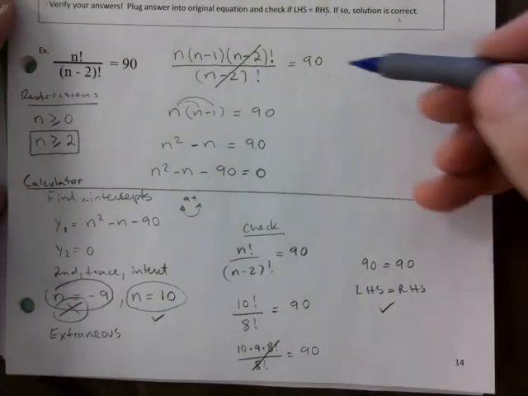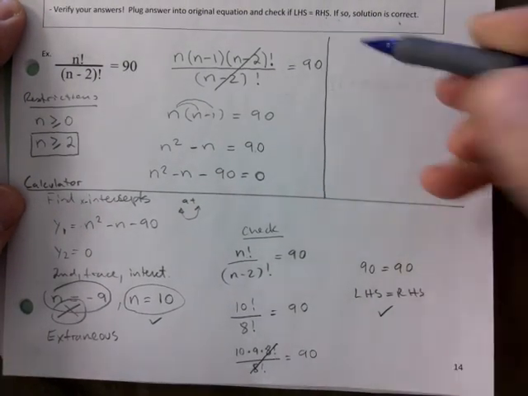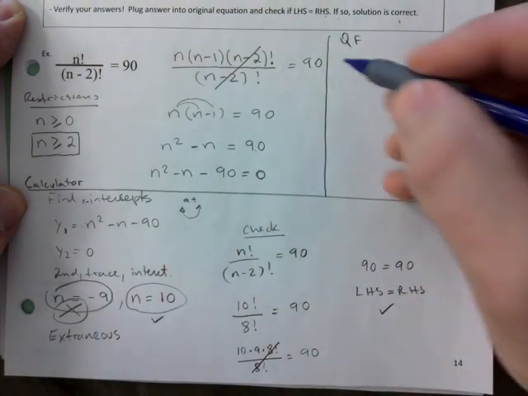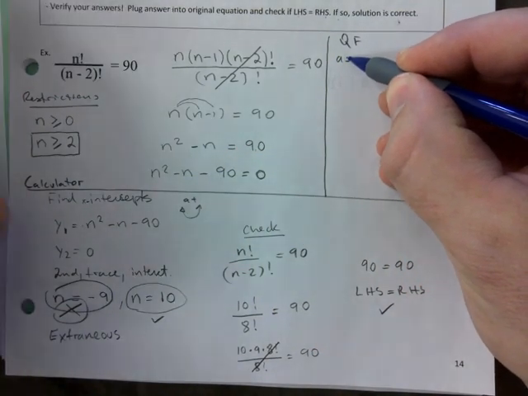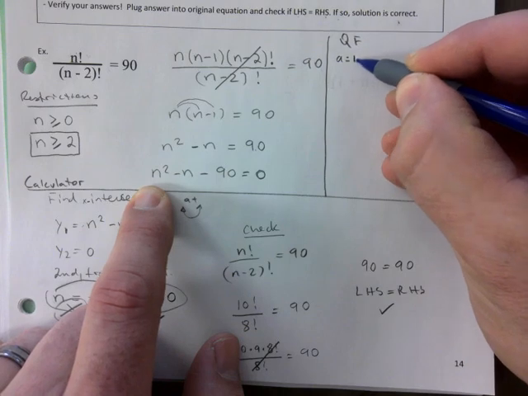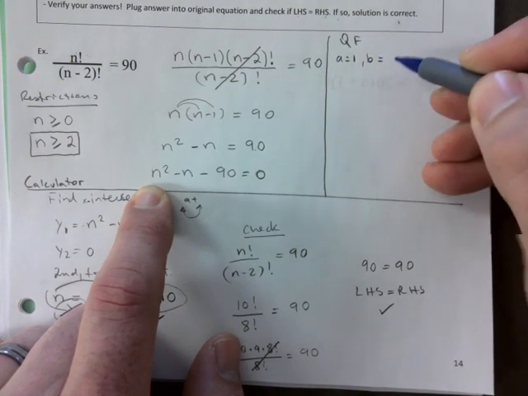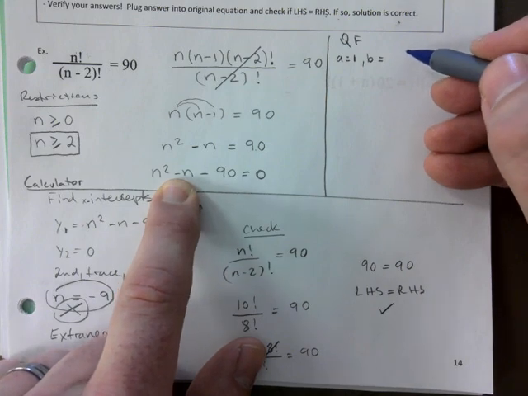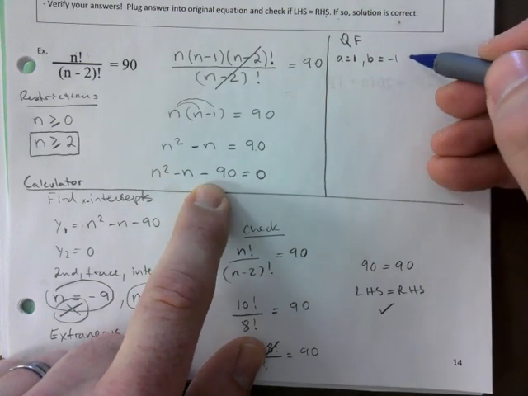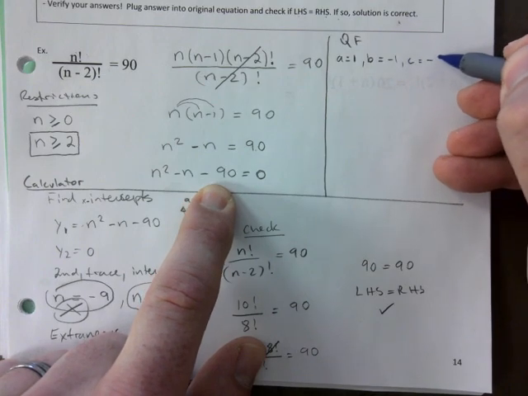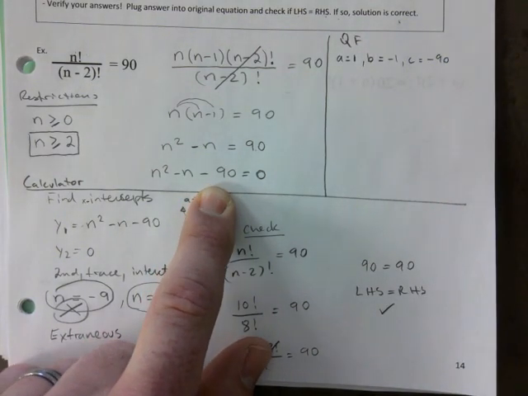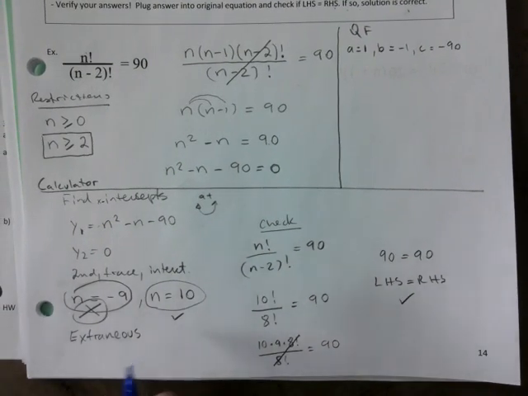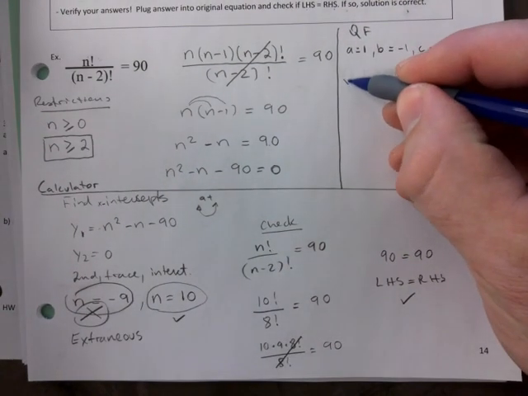Here's the quadratic formula. So I'm going to box this off here. Quadratic formula. I have to note that A is equal to what? A is equal to 1. B is equal to what? My finger is right there. It's -1, right? And C is equal to -90. And then use your formula.